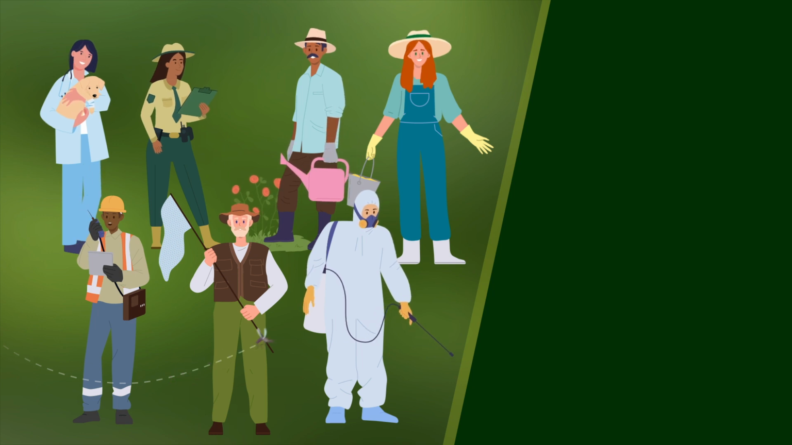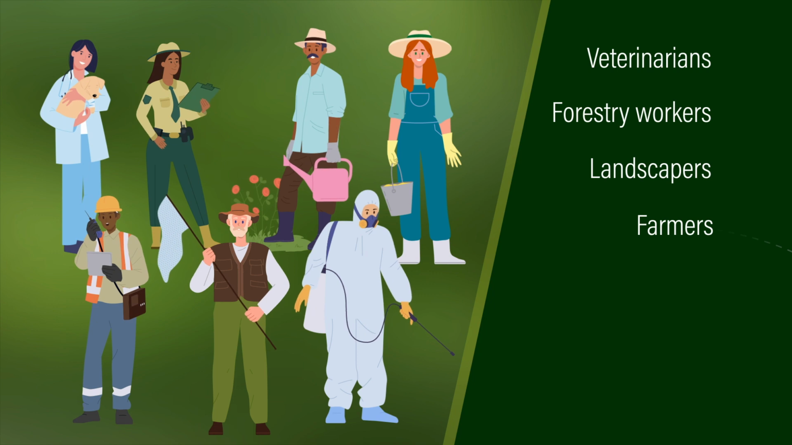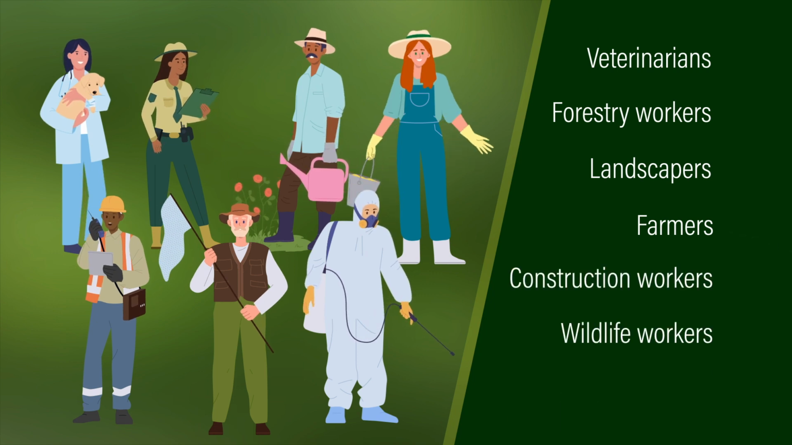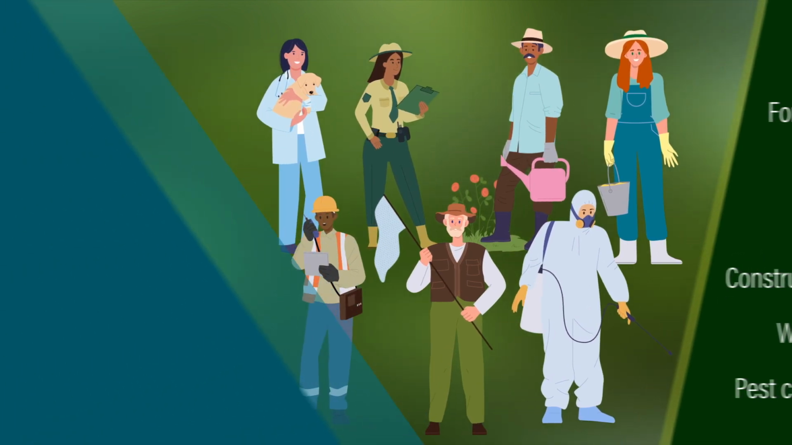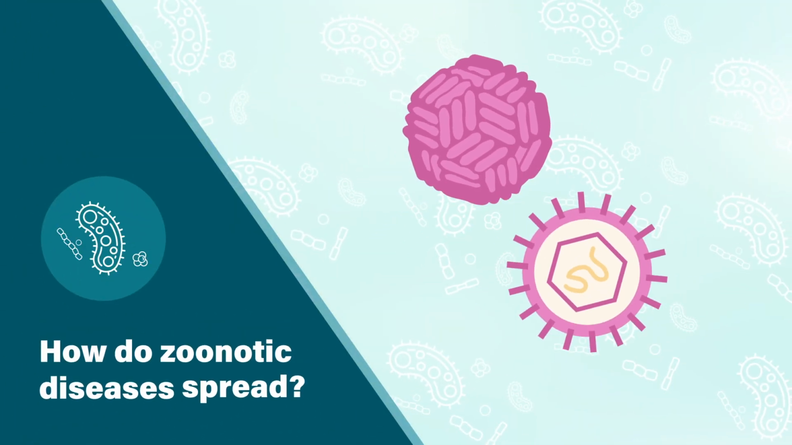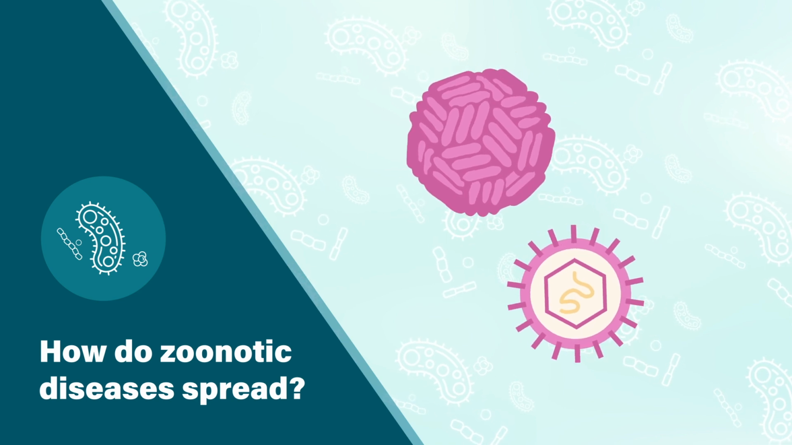This can include occupations like veterinarians, forestry workers, landscapers, farmers, construction workers, wildlife and pest control workers. We'll explain how you can reduce the risk for workers, but first, let's look at how zoonotic diseases spread.